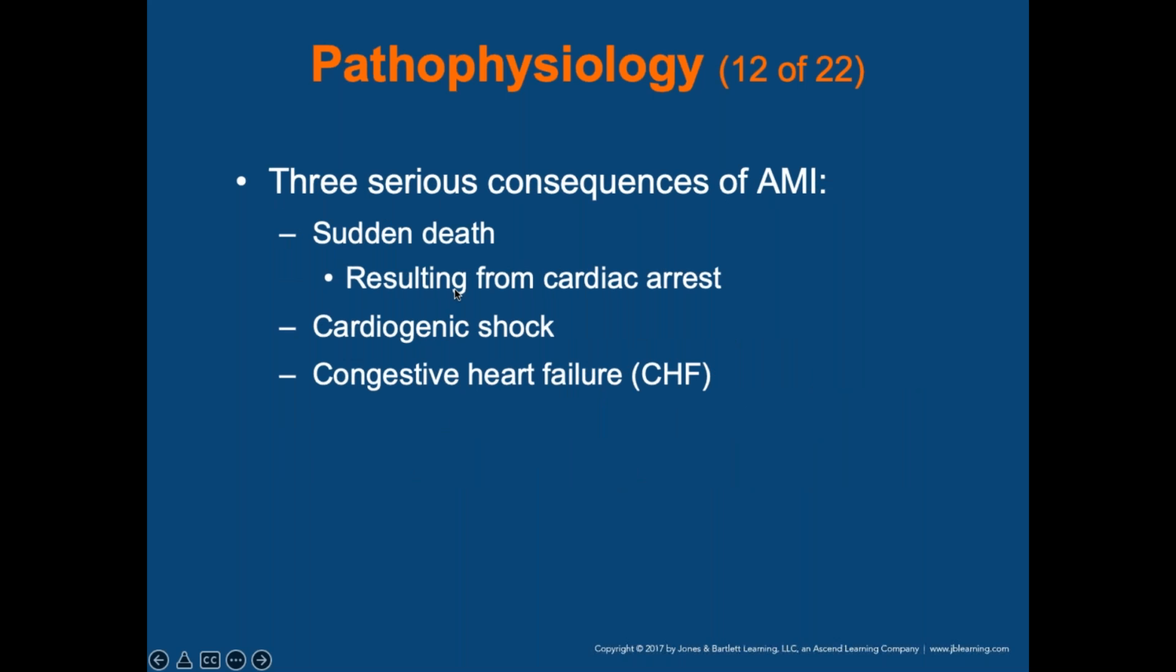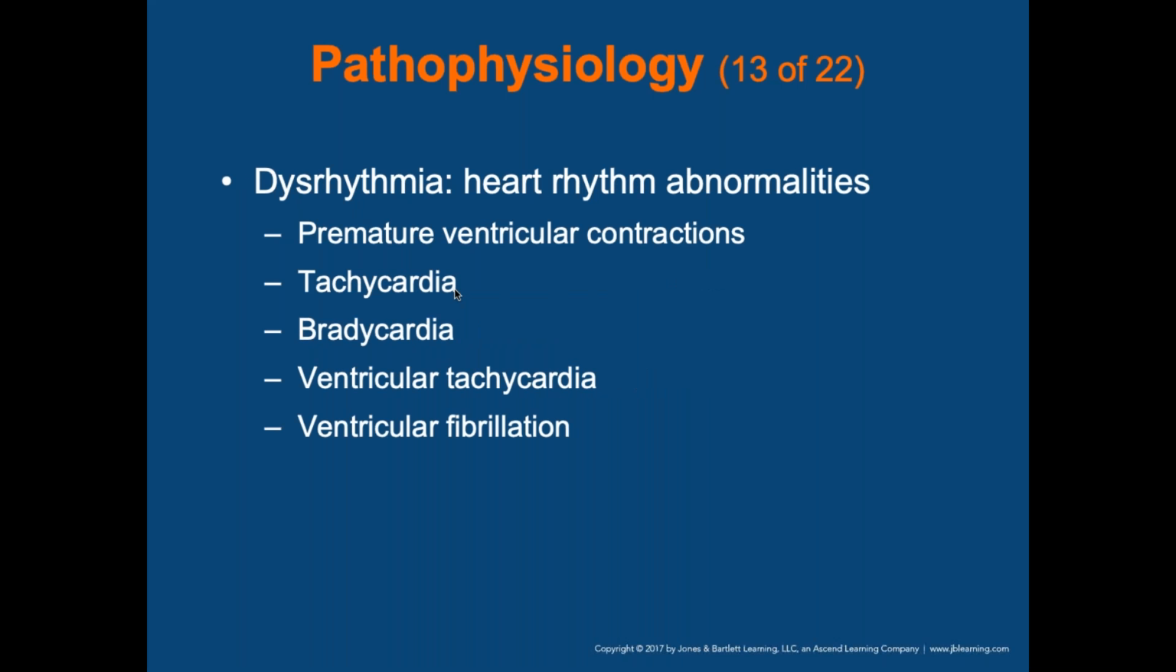There are 3 serious consequences of an MI. One being sudden death resulting from cardiac arrest, cardiogenic shock, or congestive heart failure. These are 3 different serious consequences with pathophysiology behind them. They can also have a dysrhythmia, which is a heart rhythm abnormality, like PVCs, premature ventricular contractions, tachy or bradycardia, ventricular tachycardia, or ventricular fibrillation.